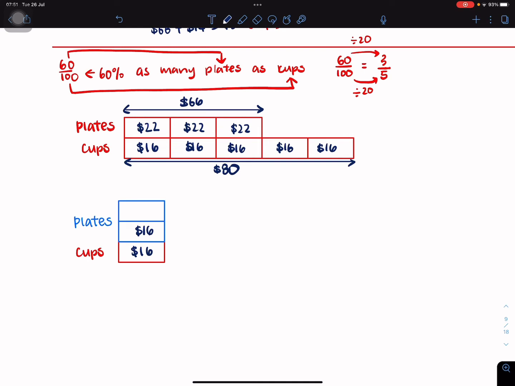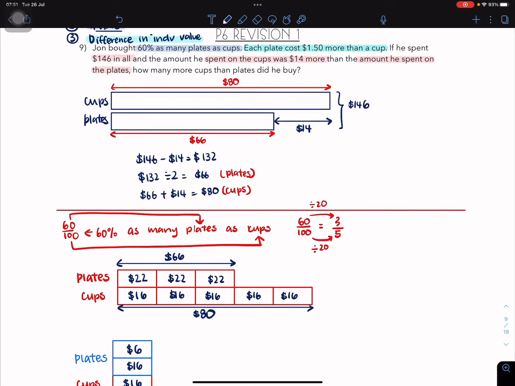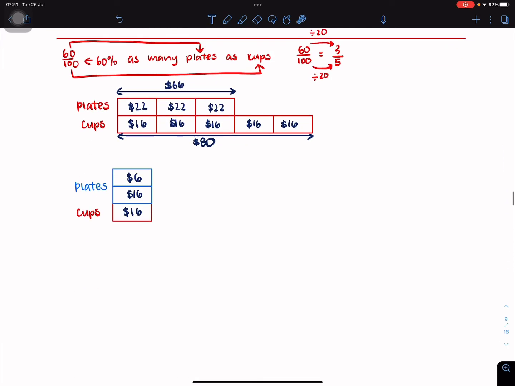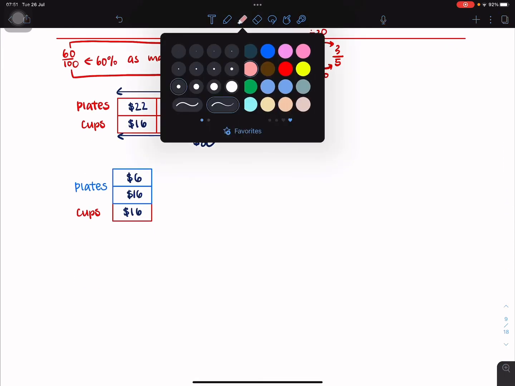Okay, however, it is not. The plate is more expensive, as written over here. Each plate costs $1.50 more than a cup. So at this stage, we are done with our units, and we are going into the difference in individual value now. Step number 3, difference in the individual value, $1.50 more than the cup.